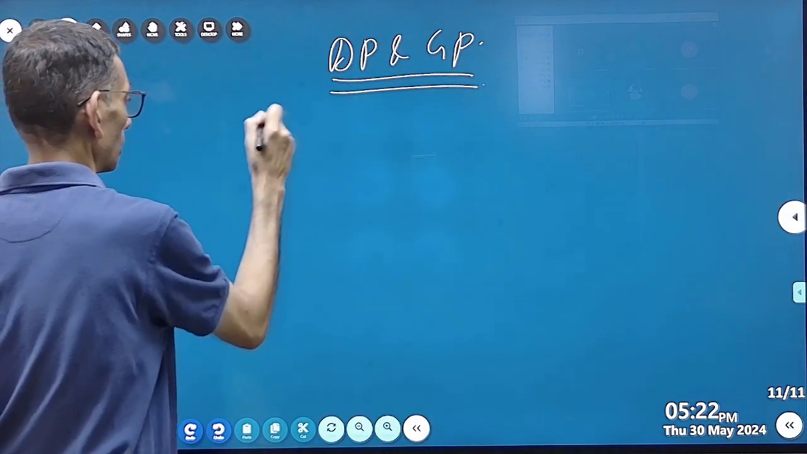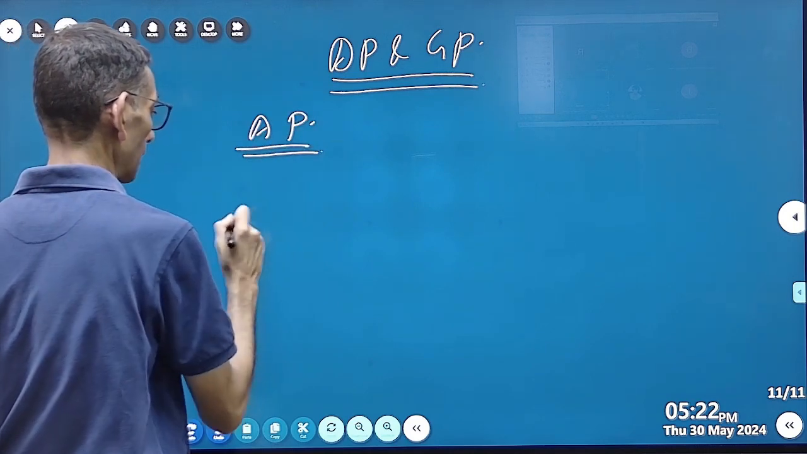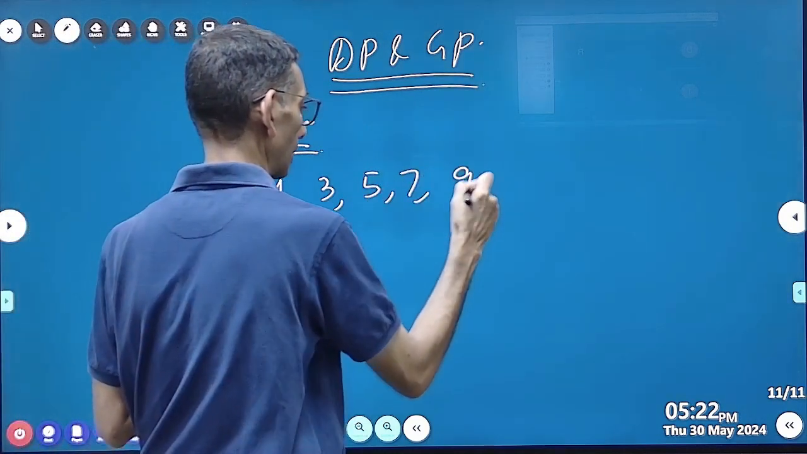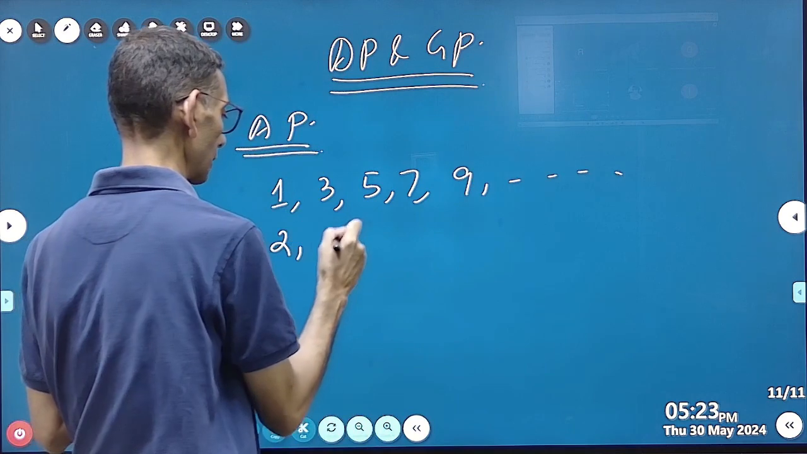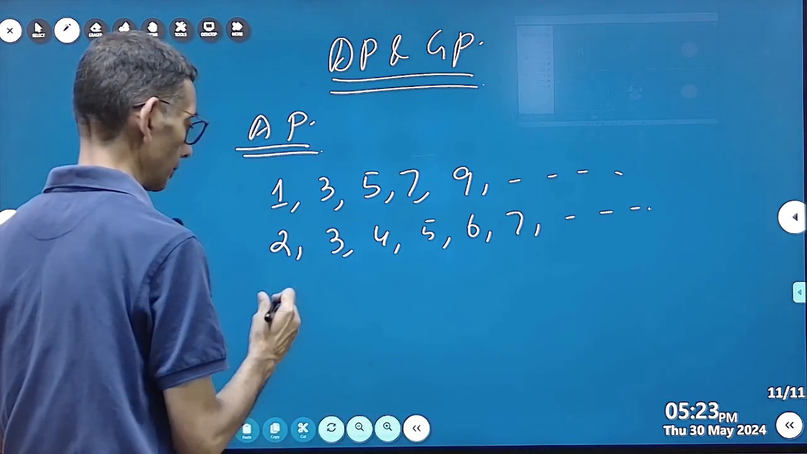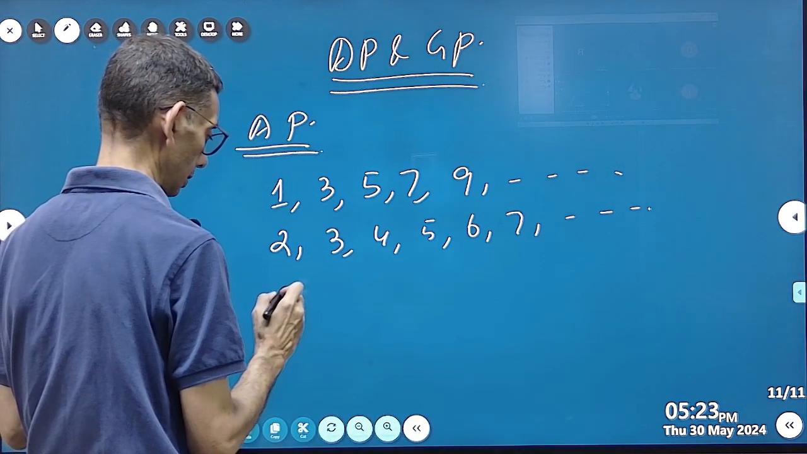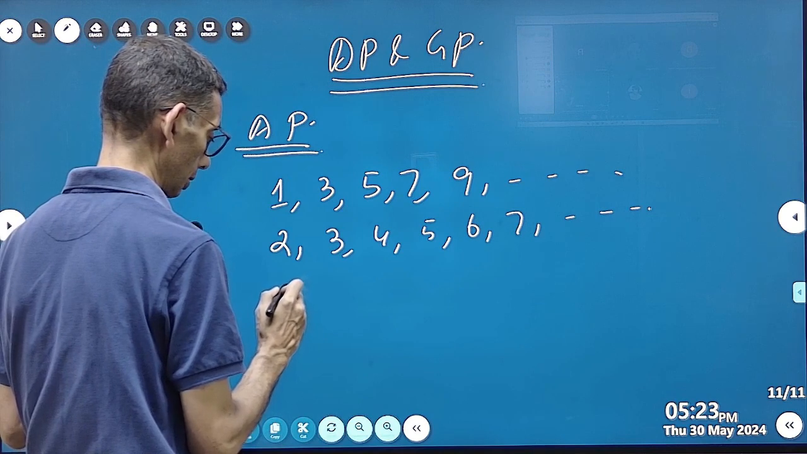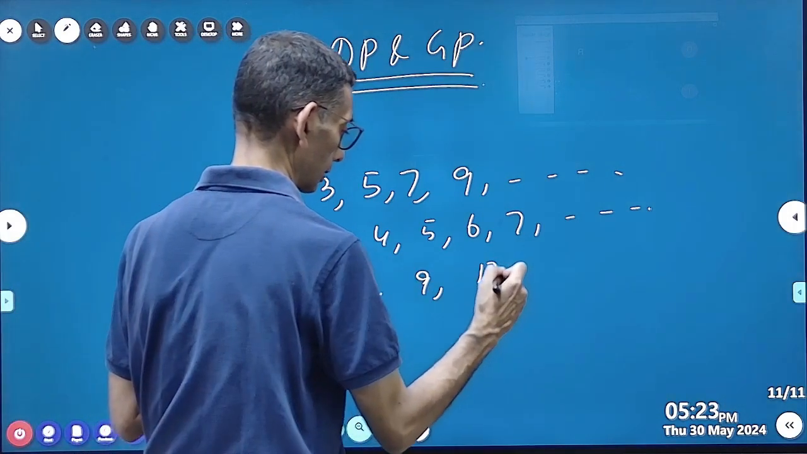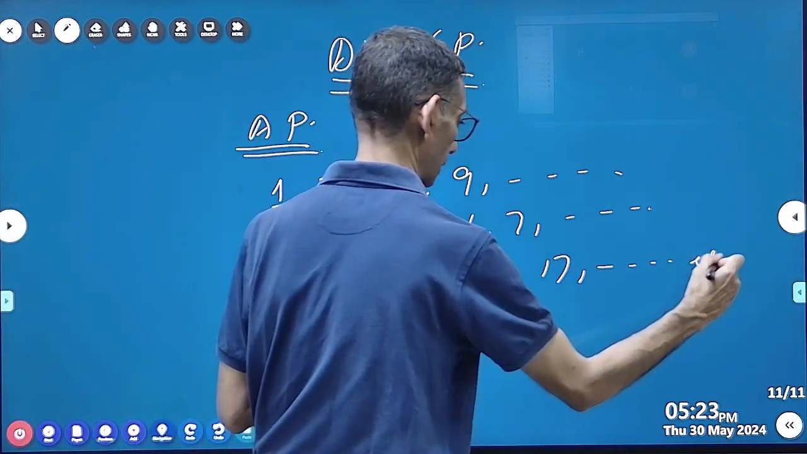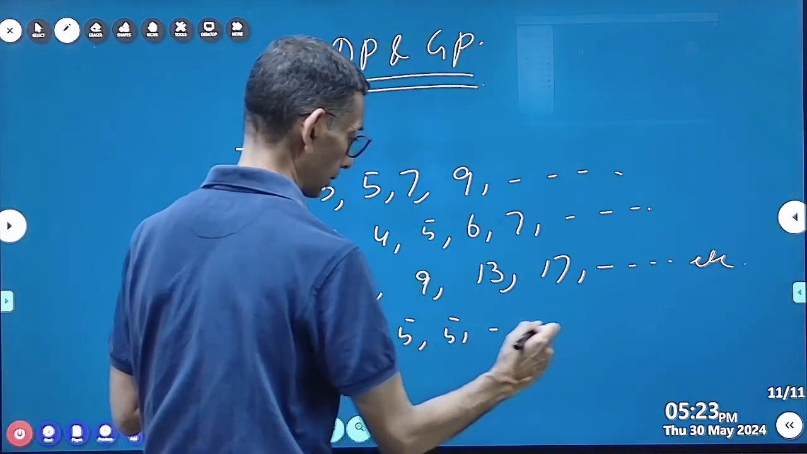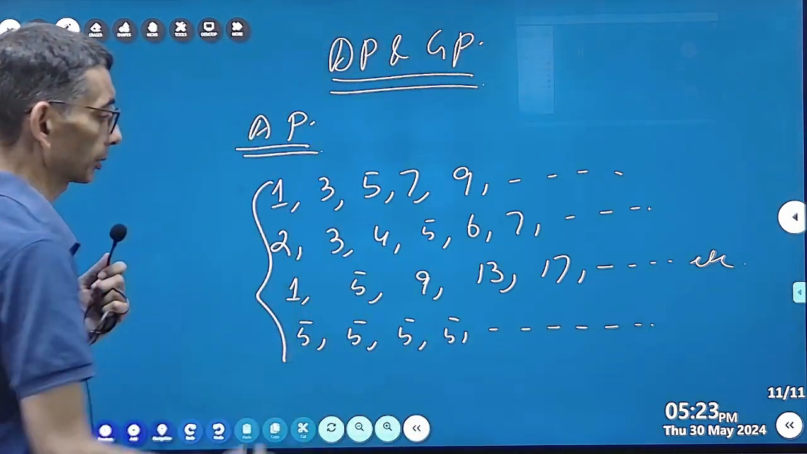So, what is AP? If I write 1, 3, 5, 7, 9, or 2, 3, 4, 5, 6, 7, or if you just write 1, 5, 9, 13, 17, etc., or if you just write 5, comma 5, comma 5, comma 5. So these are examples of arithmetic progressions.